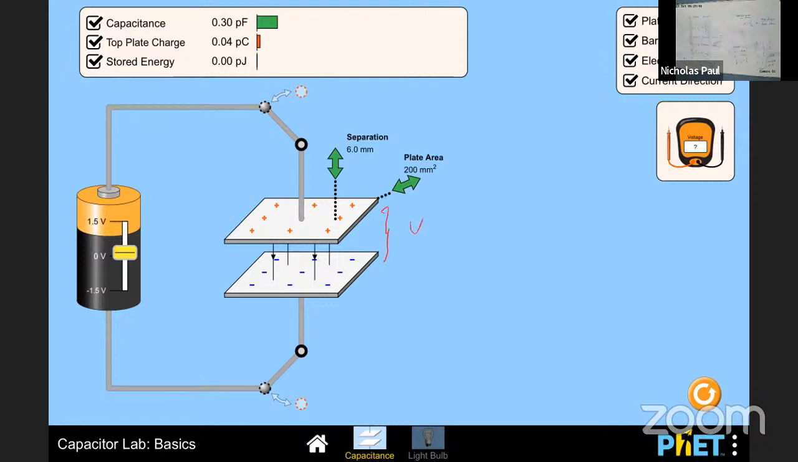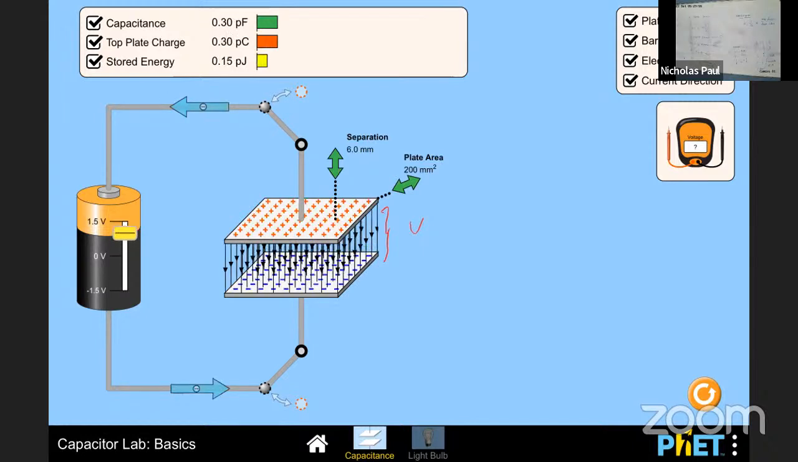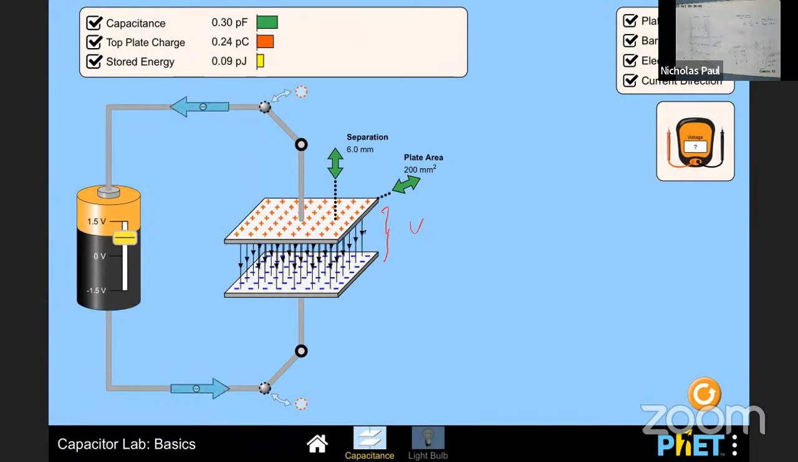If I were to increase it further, what do you reckon is happening? Voltage becoming larger. It becomes larger and larger. Look at the value for capacitance going up a little bit. Sorry, the charge on the plates going up a little bit.